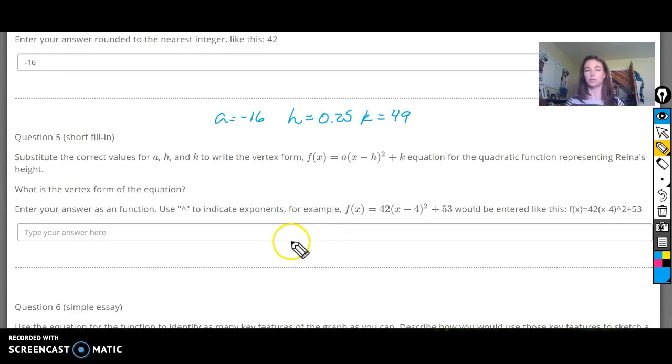And it's what I would put into a graphing calculator to see what the parabola looks like. We can plug any value of x in, and we'll see what our height is at that value of x. So f of x equals negative 16 times the quantity x minus 0.25 squared plus 49. And that's exactly what we would type in there.